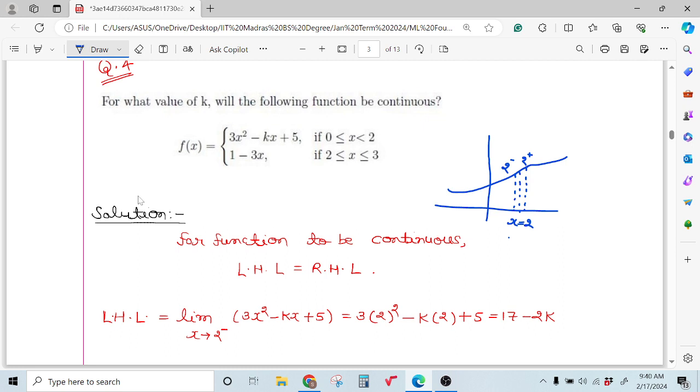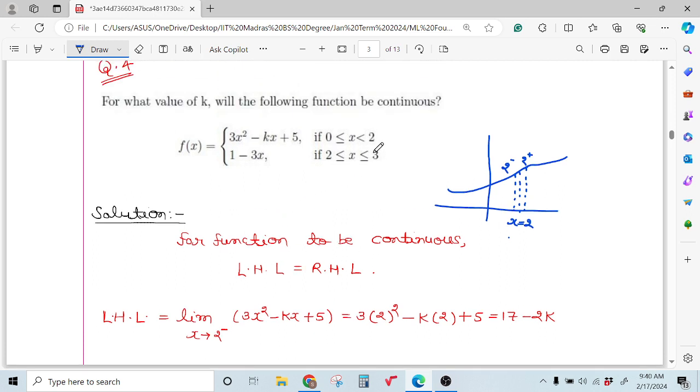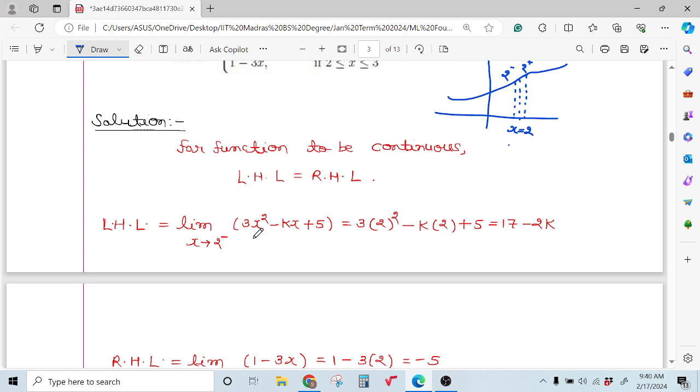So we will calculate the limit as x tends to 2 from the left hand side. The function at the left hand side, for x less than 2, is 3x square minus kx plus 5. So we will write it down, 3x square minus kx plus 5. We will substitute the value of x and find 17 minus 2k.